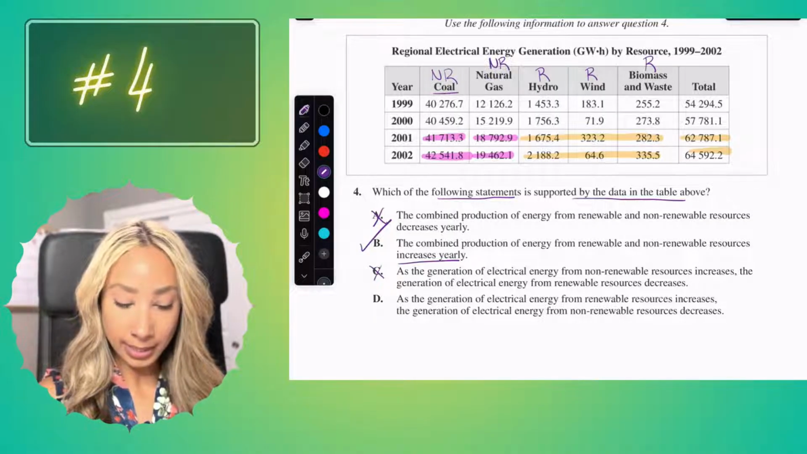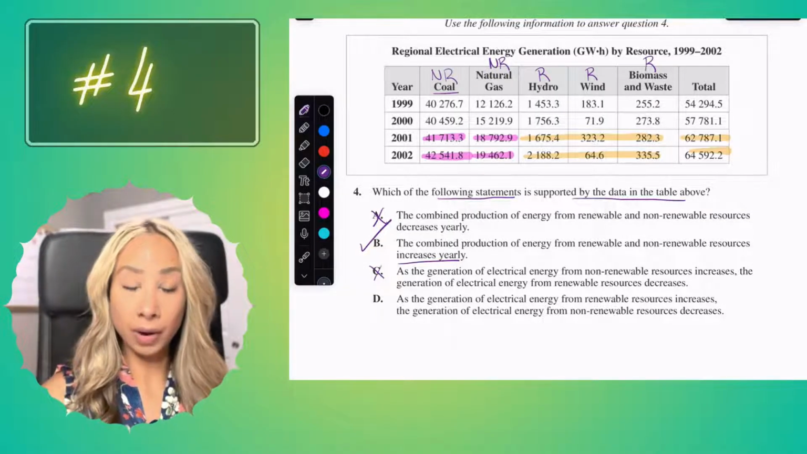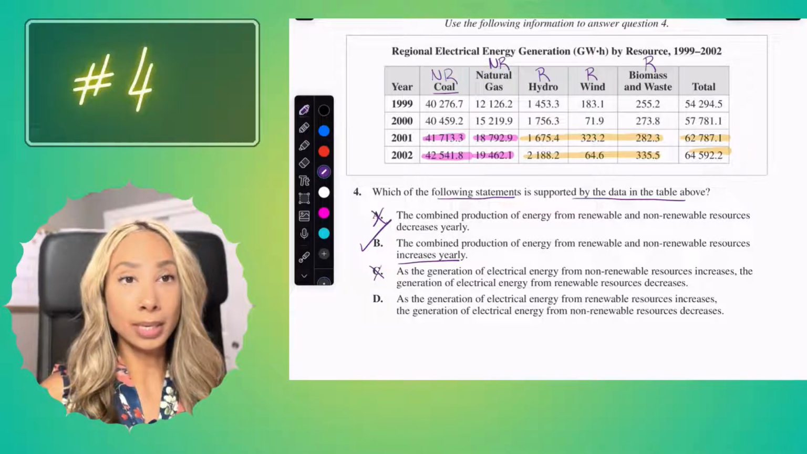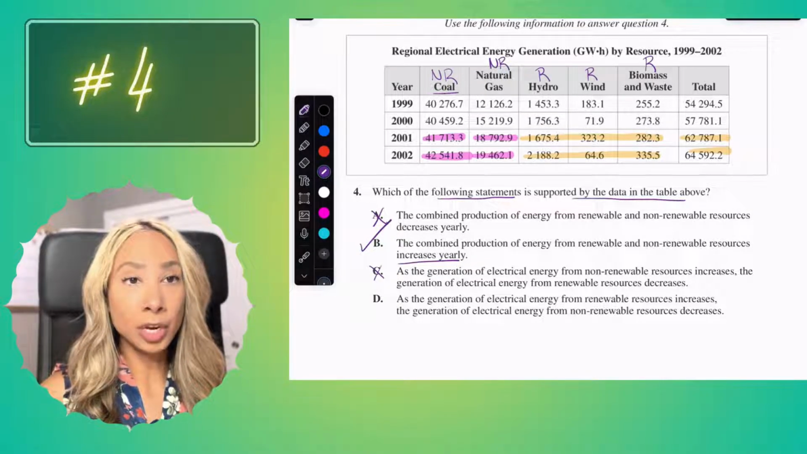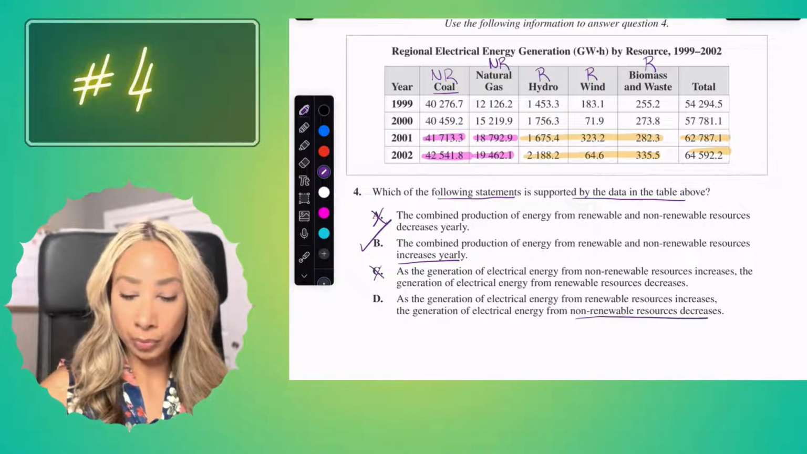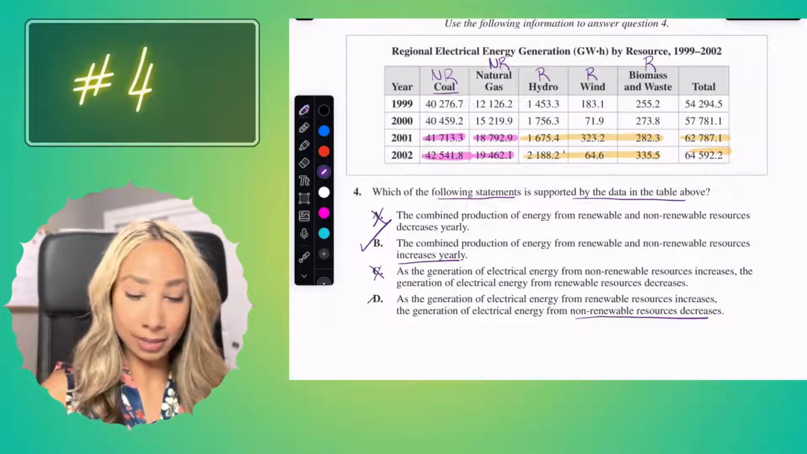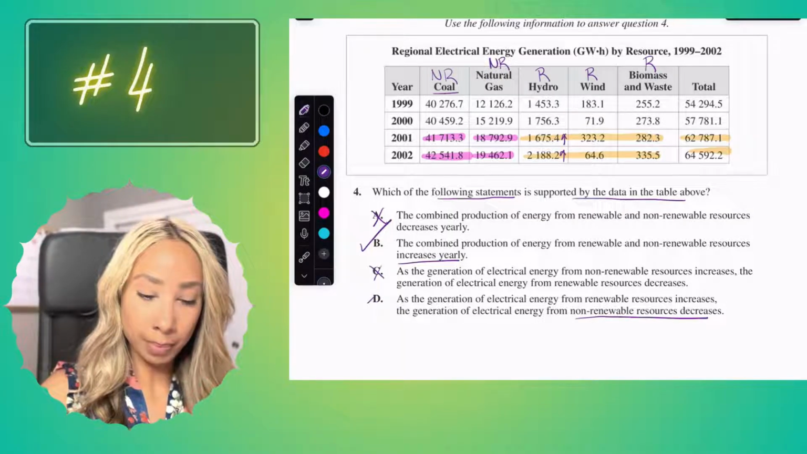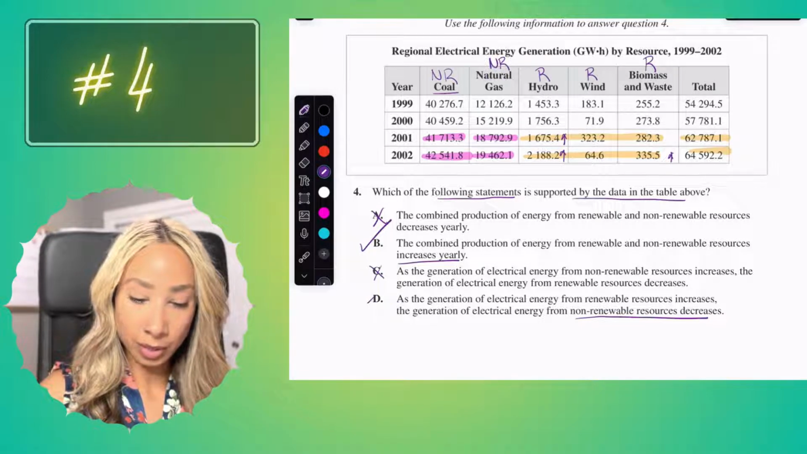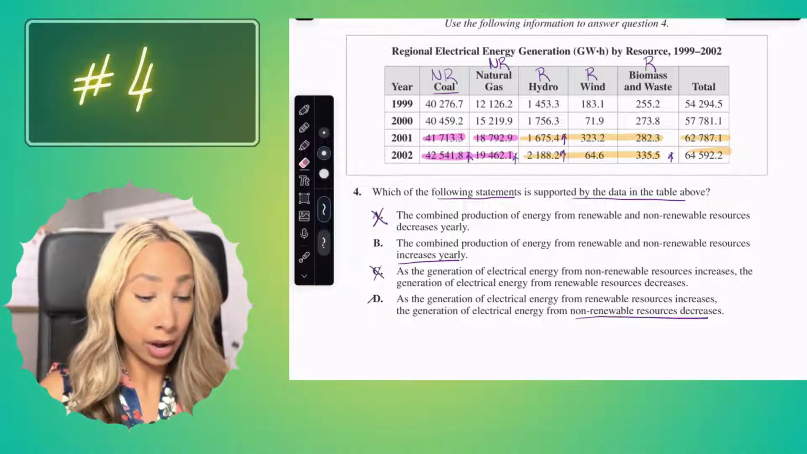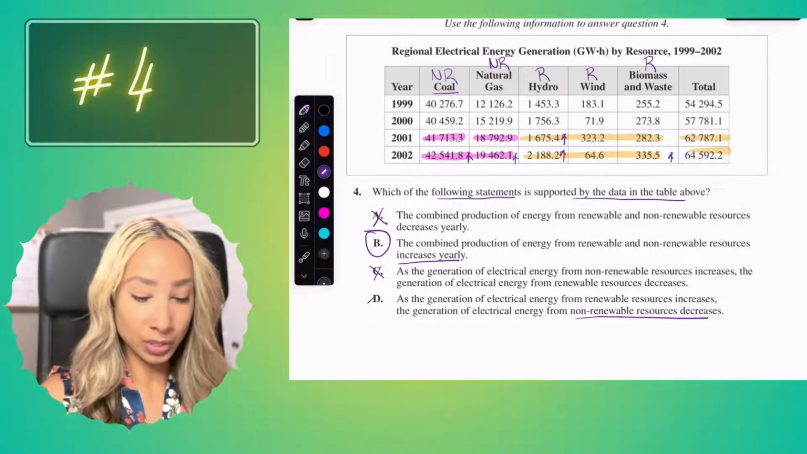Our final one says, as the generation of electrical energy from renewable resources increases, the generation of electrical energy from non-renewable resources decreases. Again, that doesn't fit because we know that this goes up, this goes up, this goes up. It only looks like the wind really goes down. Everything else continues to increase. So our answer for this one is going to be B.